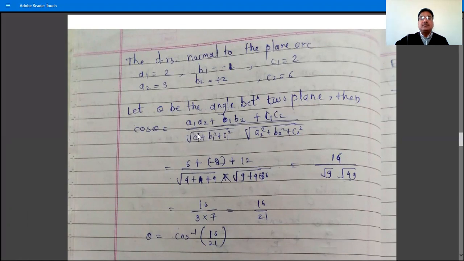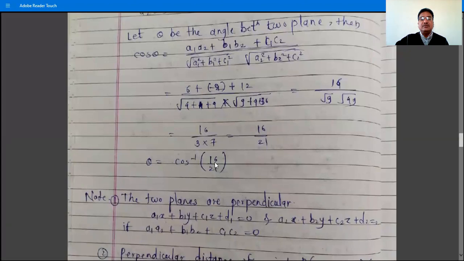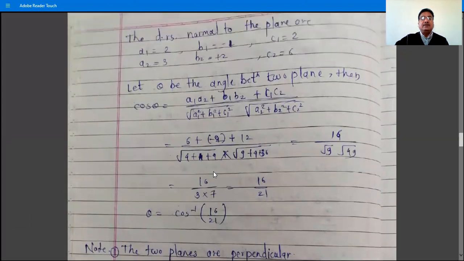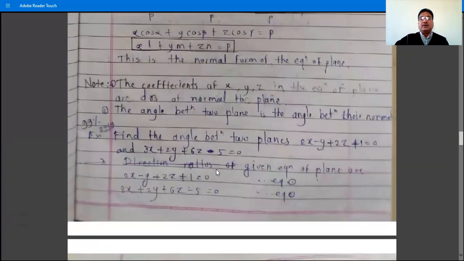So substitute the values of a1, b1, c1 and a2, b2, c2. We have this, that is root 16 divided by root 9 root 49, and that is 16 divided by root 9 is 3, root 49 is 7. So 16 by 21, and therefore theta is cos inverse 16 by 21. This is the angle between the two planes.